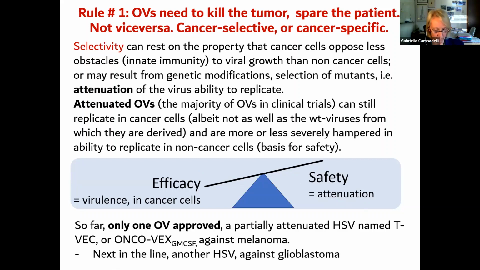To put the oncolytic virus into frame, there is so far only one oncolytic virus which has been approved. And this is a partially attenuated herpes simplex virus named Oncovex GM-CSF. And it has been approved only against one indication, melanoma. The next in line for approval, expected soon, will be another herpes virus against glioblastoma.